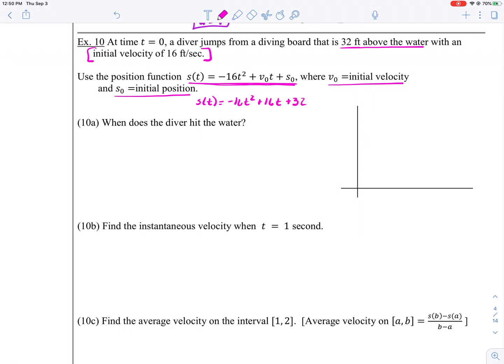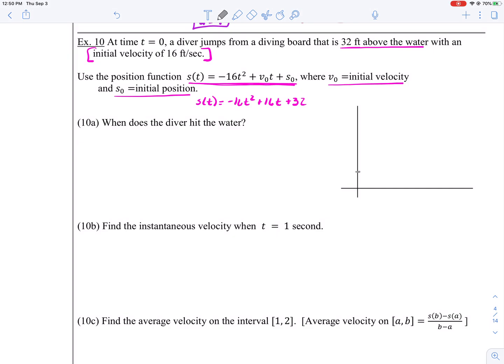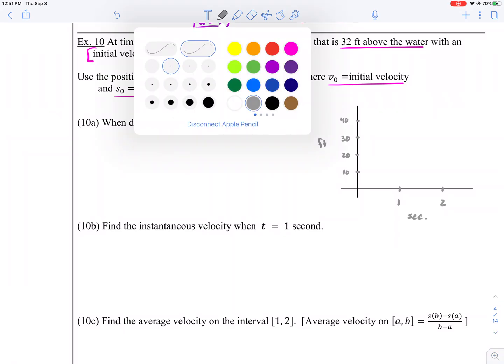Now this is a parabola, it's an upside down parabola, which makes sense for the diver. So let's go ahead and do a graph. I've got 10, 20, 30, 40. I'm going to count by tens here. It's okay if your scale is different on the x and y axis. So I can do that, and then I can count by ones here. That's not a problem. So we'll set this up as this is your feet, and this is your seconds. So when does the diver hit the water?